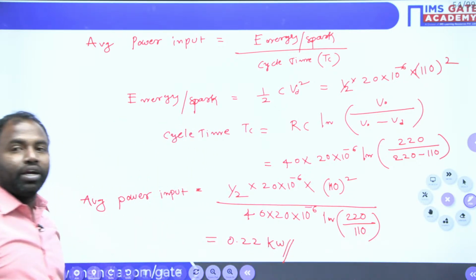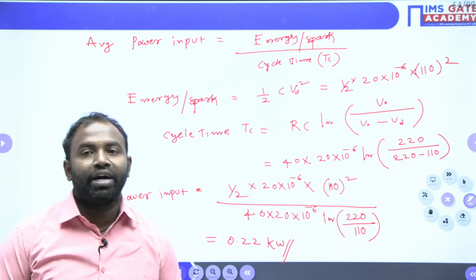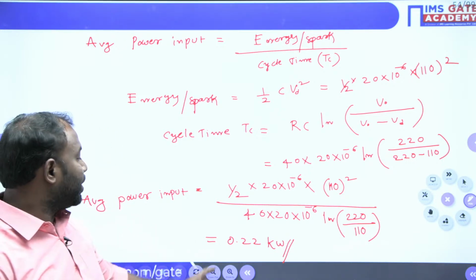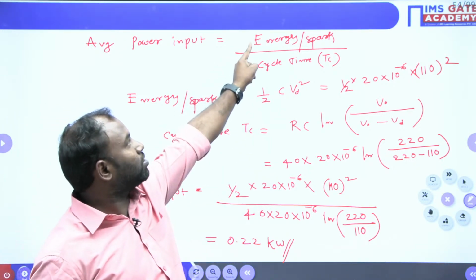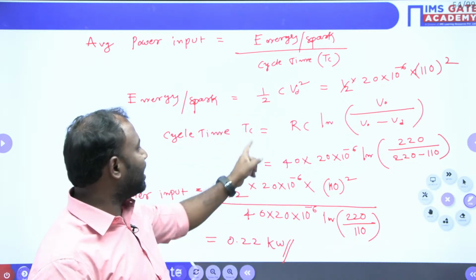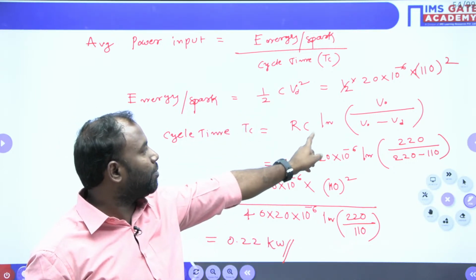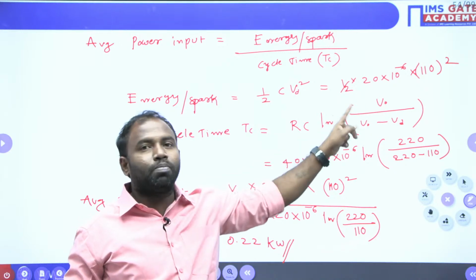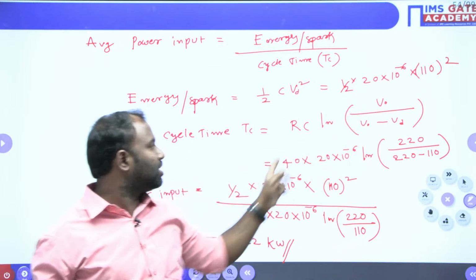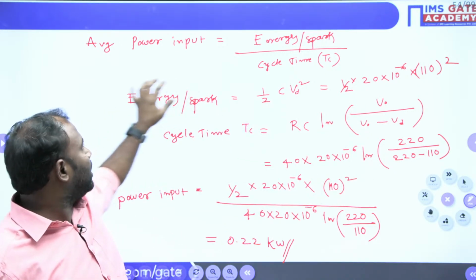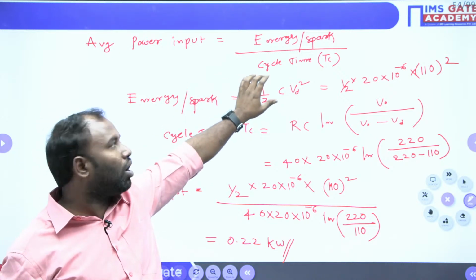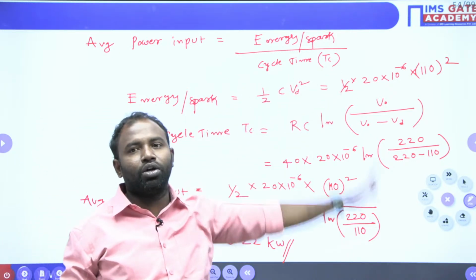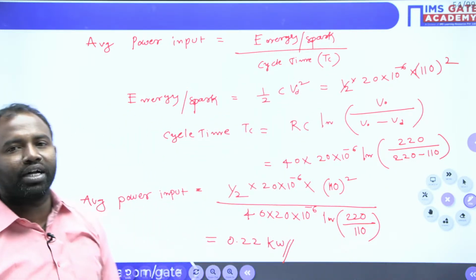So now here you need to remember, thank you Sampath, thank you very much, the energy per spark formula and the cycle time. Cycle time can be given as resistance into capacitance into ln of V0 by V0 minus VD, that means supply voltage by supply voltage minus discharge voltage. Now the energy per spark is equal to half into C VD square. Hope you understand, all of you.